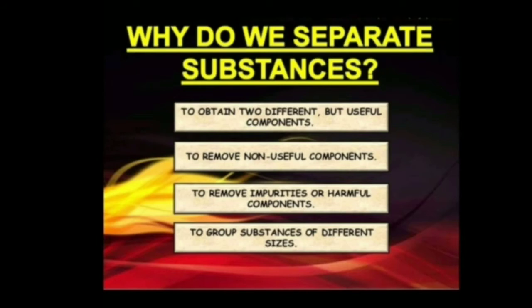To obtain two different but useful components. Number 2, to remove non-useful components. Number 3, to remove impurities or harmful components. And number 4, to group substances of different sizes. These are the reasons why we separate substances.